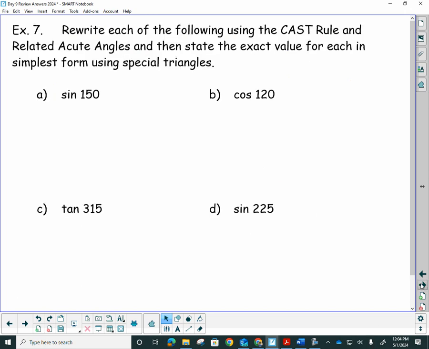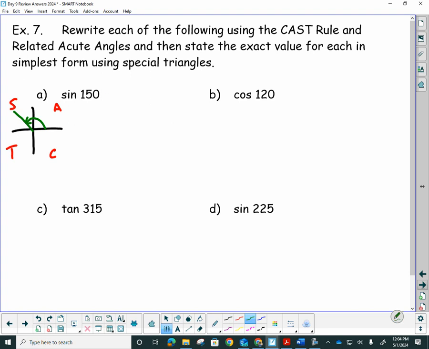And here's the valuable part of understanding the cast rule and related acute angles. So in each of these, it's the sine of 150. So we draw our picture. I asked ourselves, where is 150, which quadrant? And it's in the second quadrant. You guys are getting very good at that. So we ask, is our answer going to be positive or negative? And since it's in the second quadrant, the sine quadrant, sine is positive.